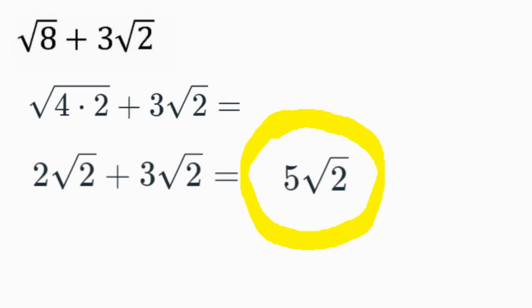Of course, if these were different radicals, they would just stay how they are. And sometimes you'll get that. What if you have radical 2 plus radical 3? That's it. You can't simplify it anymore.